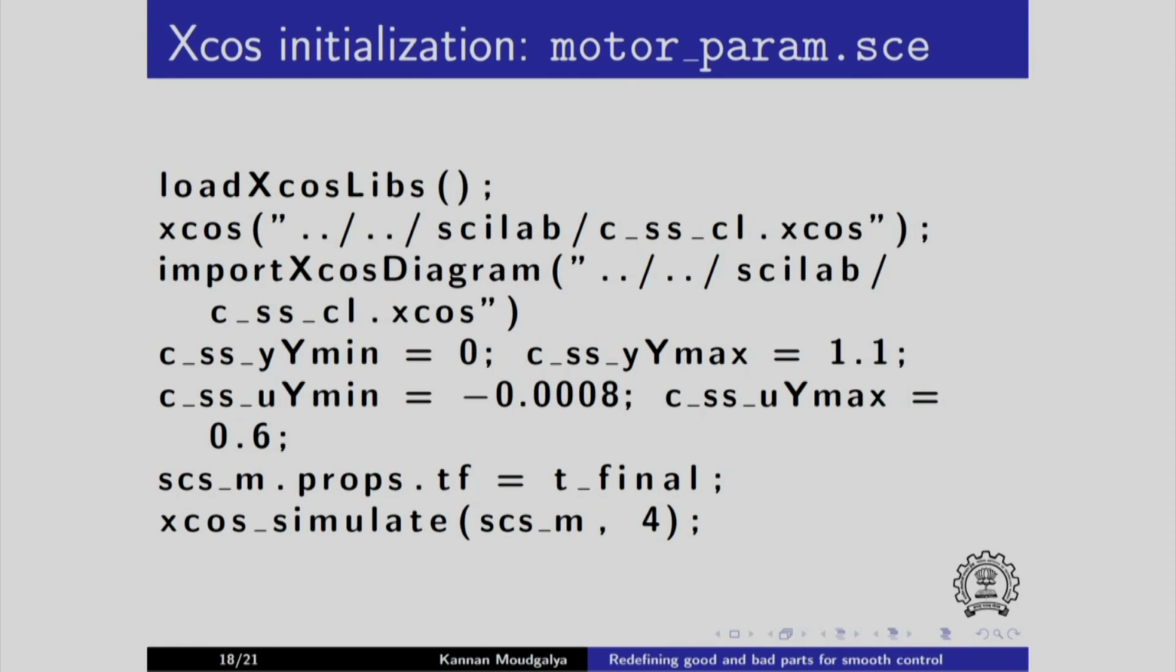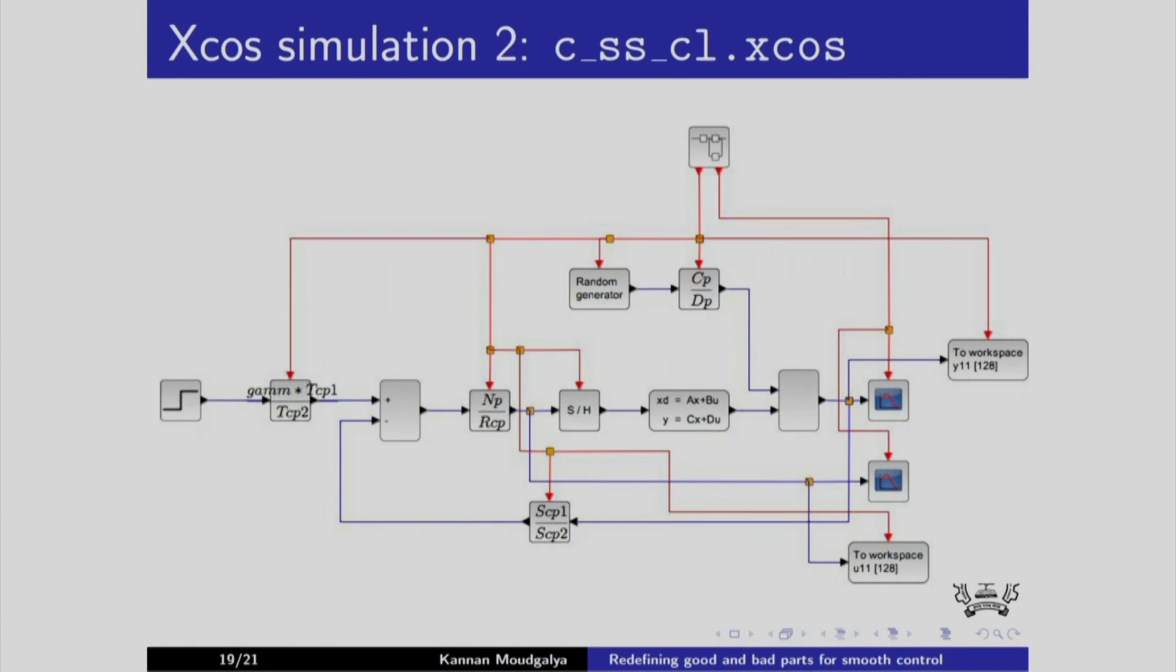After designing the controller, we invoke this file motor_param.sce. It loads this xcos code and sets the limits for plots and simulates. It simulates automatically. Remember, you have to make sure that you specify the complete path for this xcos diagram, both here and also here. When I do this, okay, before that, here is the screenshot of the xcos diagram.